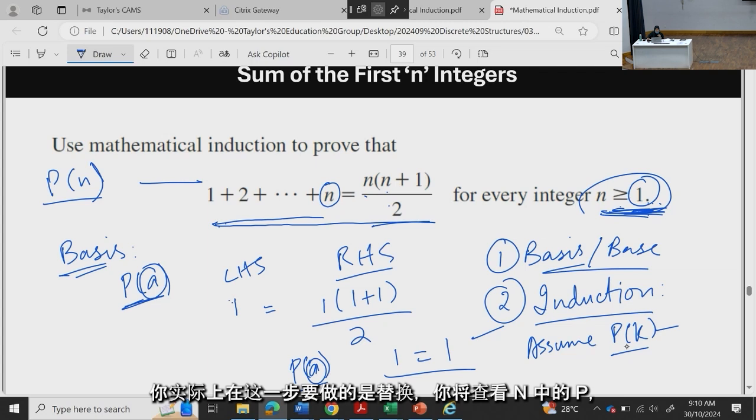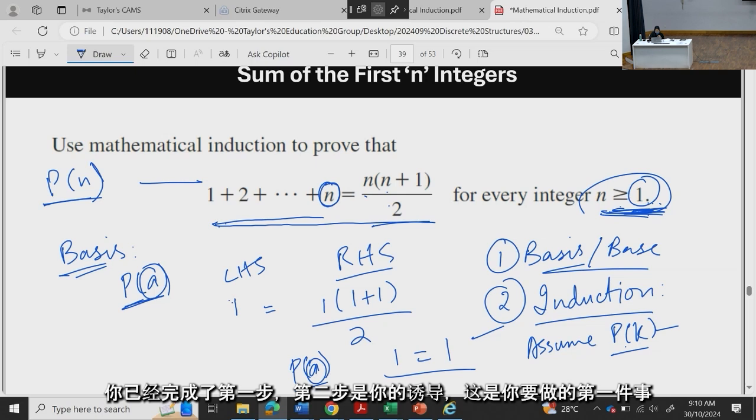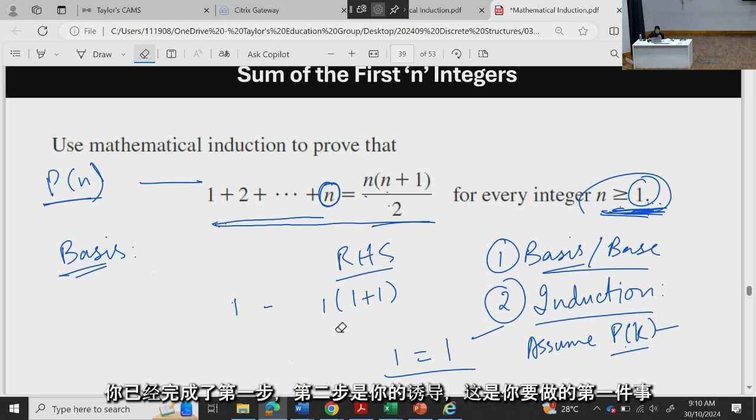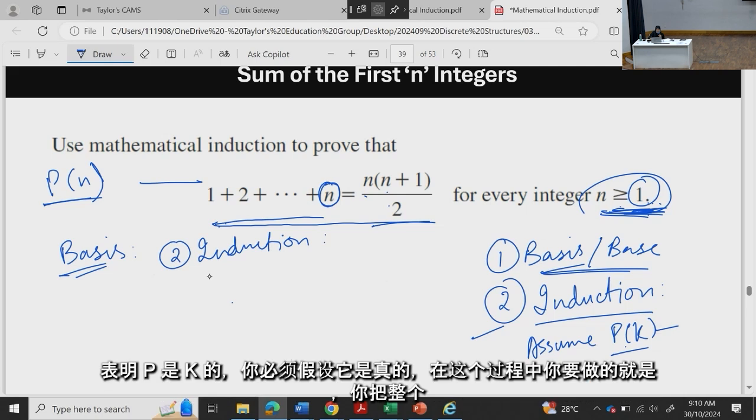What you will do actually in this step is you will look at p of n, replace every n with k, and you will assume it to be true. For example, in this question, you are done with the first step. Second step is your induction. Here, first thing that you have to show is that p of k, you have to assume it to be true.